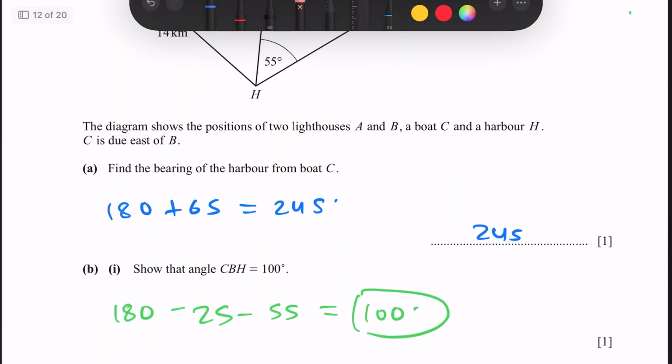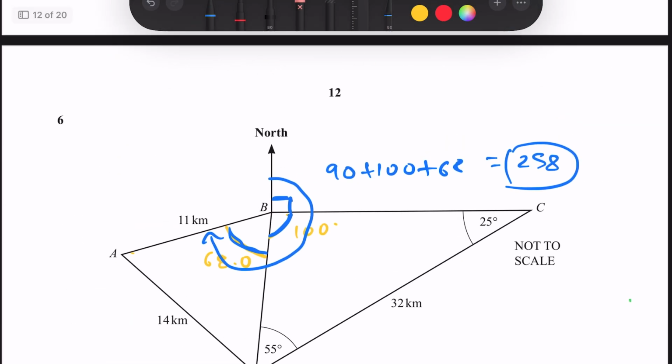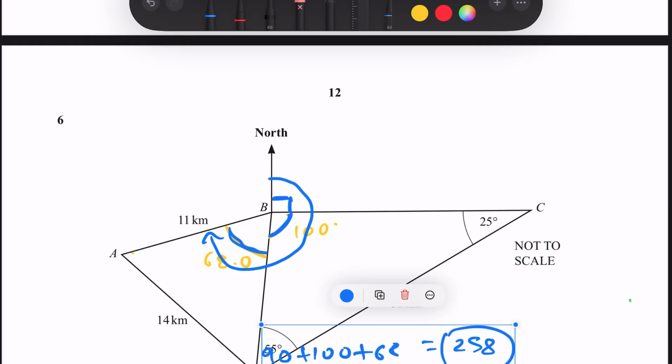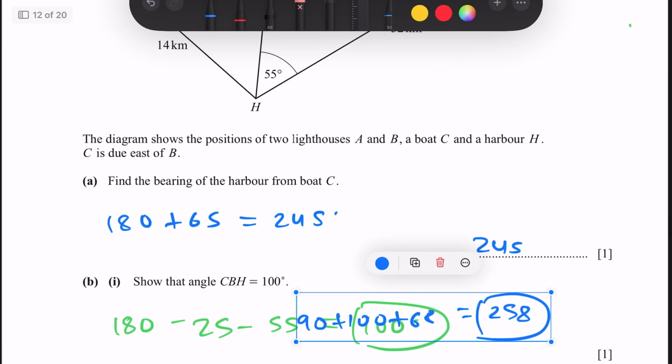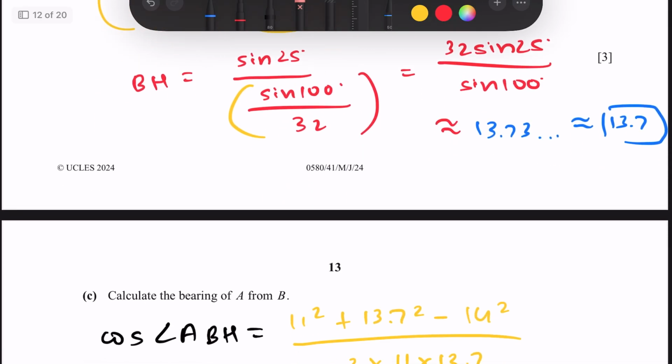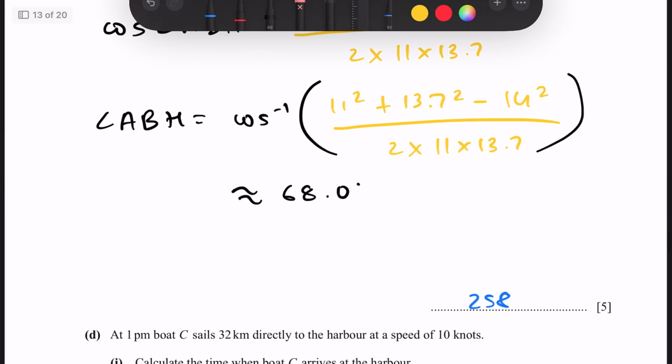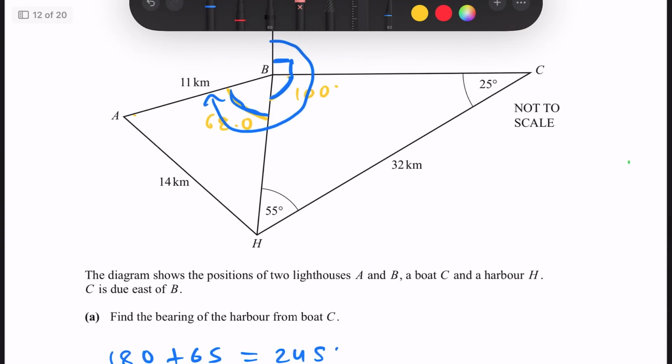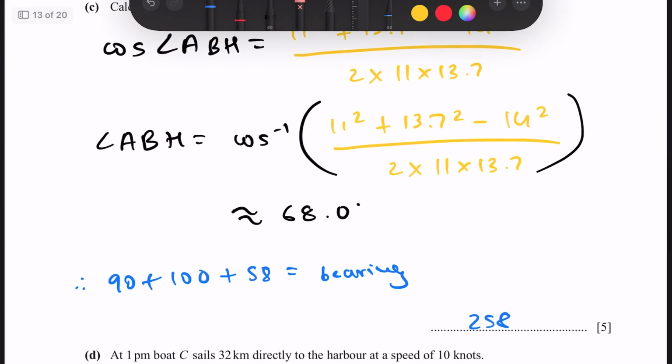Let me just, one second. I have to bring this down, I guess, since this is a step of working that we'll have to use to show that we understood how we got there. Okay, that disappeared, so I'll just rewrite it. 90 plus 100 plus 68 is equal to bearing. Wait, was it 58 or 68? Sorry, 68 degrees, not 58 degrees, which is equal to 258 degrees.